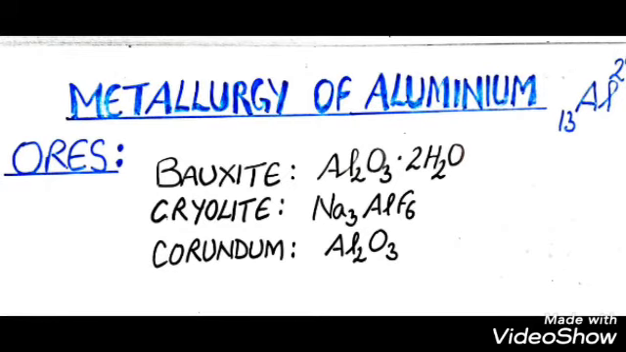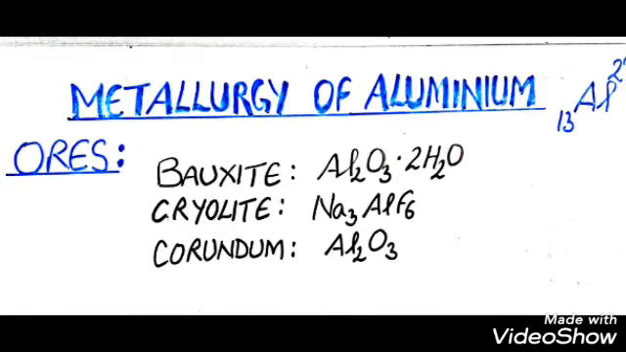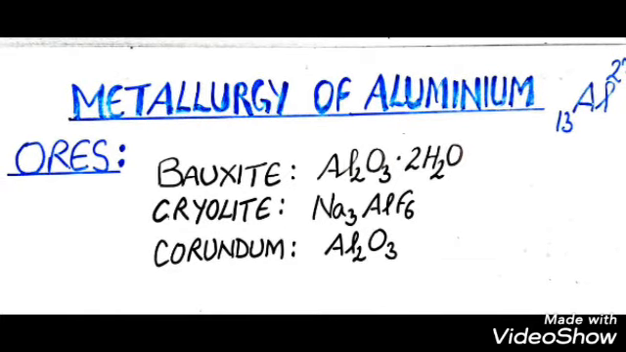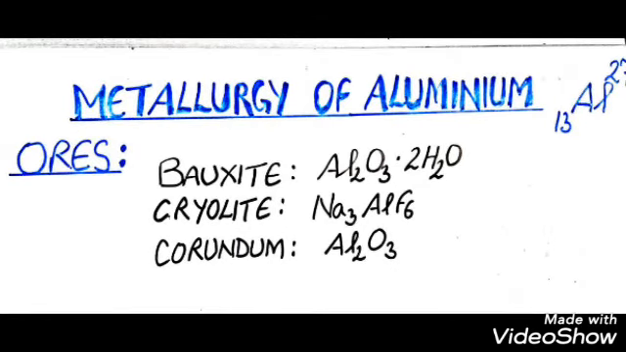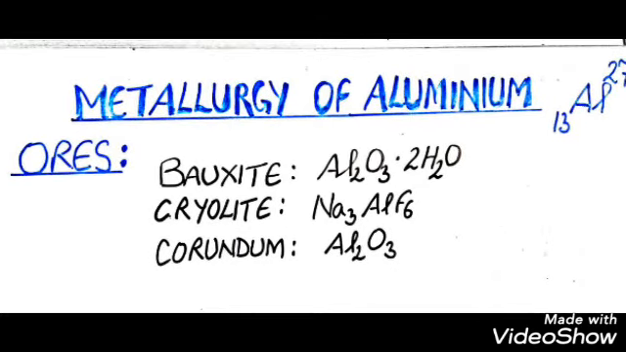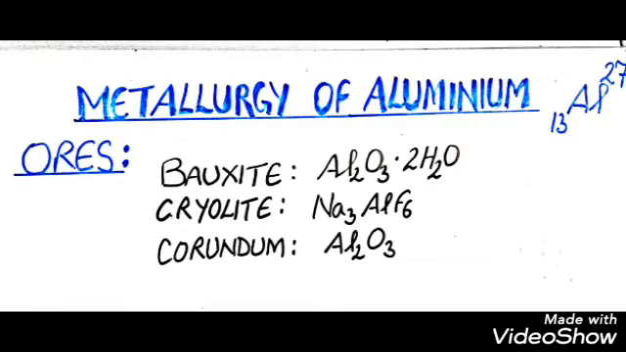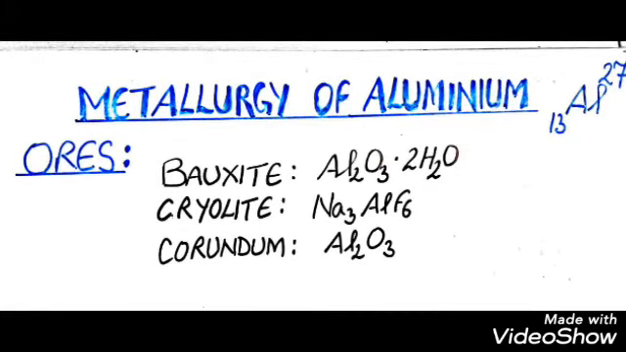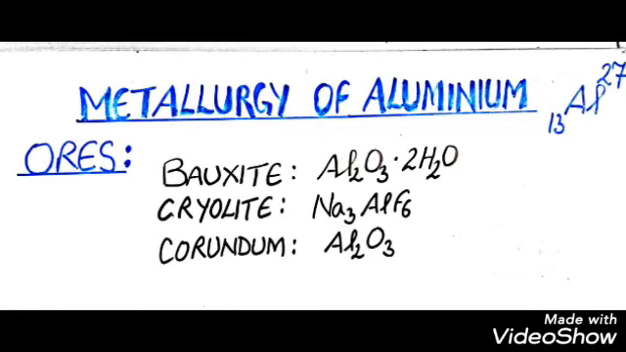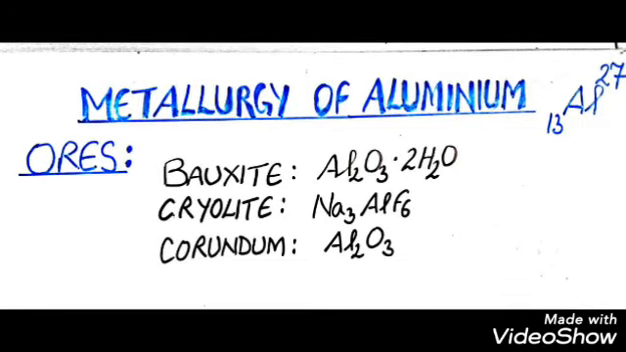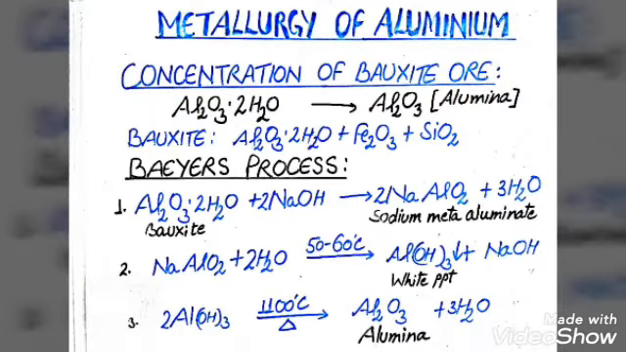Metallurgy of aluminium. Aluminium is a very reactive metal, so it never exists in free state. It always exists in combined state. Its main ores are bauxite, cryolite, and corundum. Extraction of aluminium from bauxite ore can be divided into two steps.